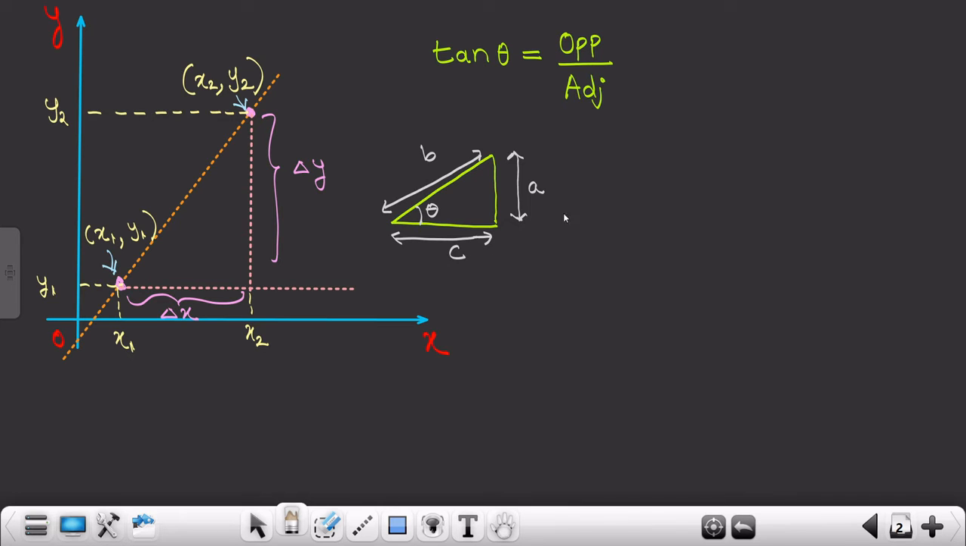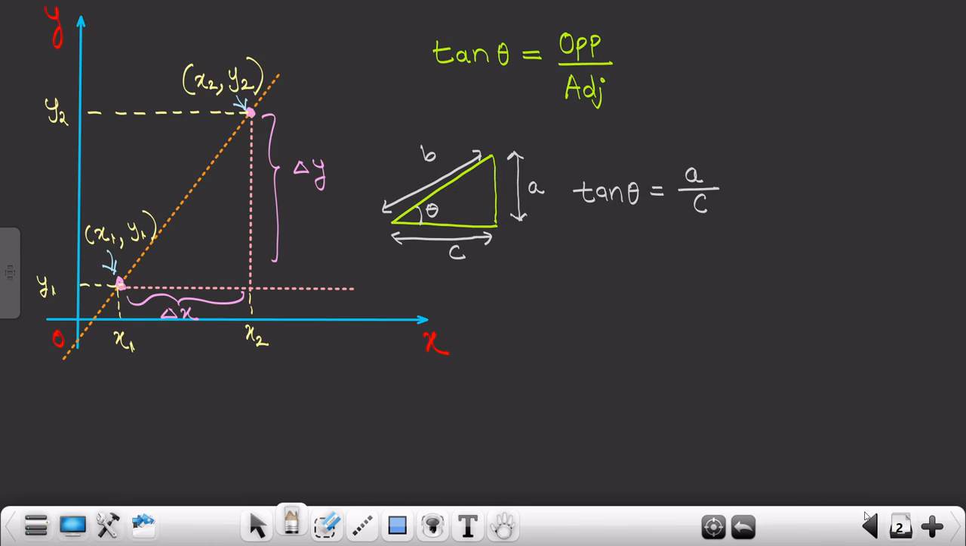So tan theta would be opposite of theta. Over here the angle theta is present, so the side opposite to this particular angle is A, opposite upon adjacent side, that means C. I will say this is absolutely correct. So can we apply the same logic over here? Now you will say, why sir, why are we applying the same logic over here?